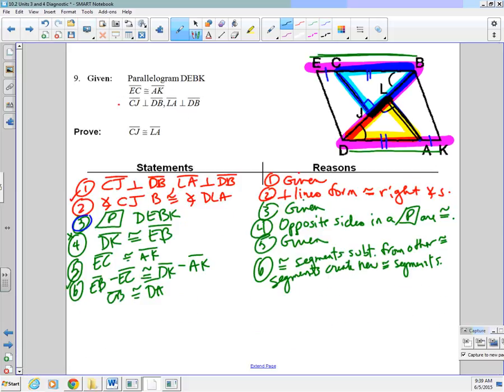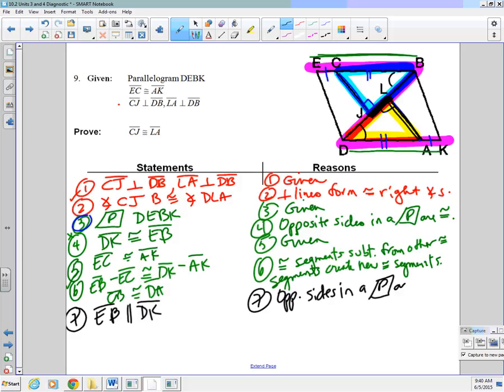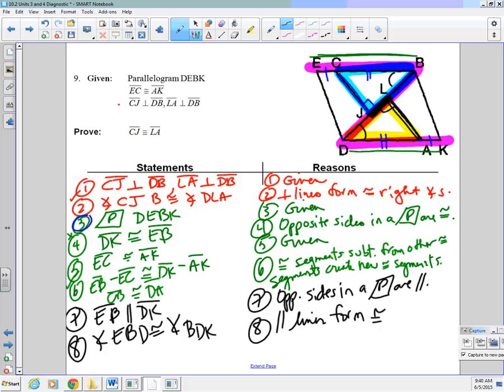Okay. So 7, I'm going to say not only were EB and DK congruent, but they were also parallel. So EB was parallel to DK. And we know that because opposite sides in a parallelogram are parallel as well. And by the way, if you said that up here in the first part of the proof, that's fine as well. If you saw this all coming, you could have done this all at once. And then 8, I have angle EBD congruent to angle BDK because parallel lines form congruent alternate interior angles. And that gives me my third check. So now the proof's pretty easy. I just have to prove the triangles congruent.